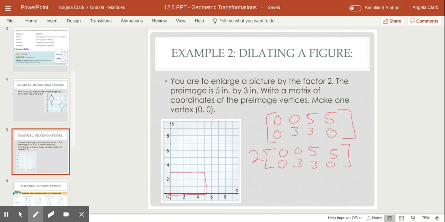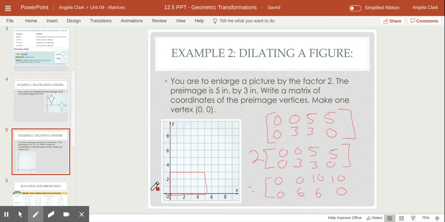So when we're dilating, we're just multiplying by a scalar. We don't have to multiply by a matrix, just a scalar. So this is very straightforward. We're just multiplying each number by 2. So our solution is going to be 0, 0, 10, 10, 0, 6, 6, 0.